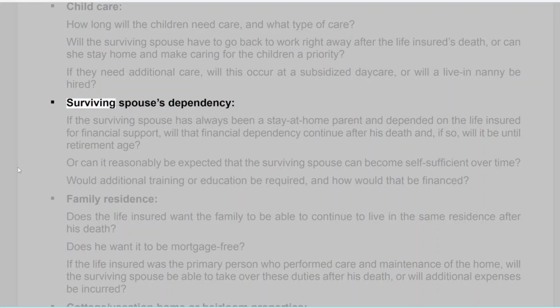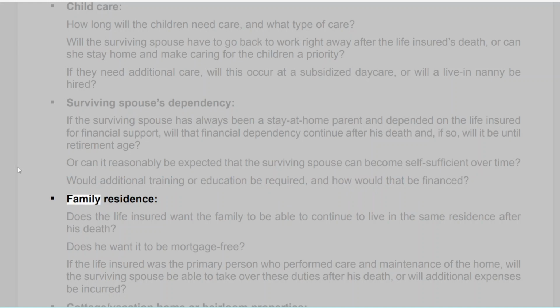Surviving spouse's dependency. If the surviving spouse has always been a stay-at-home parent and depended on the life insured for financial support, will that financial dependency continue after his death, and if so, will it be until retirement age? Or can it reasonably be expected that the surviving spouse can become self-sufficient over time? Would additional training or education be required, and how would that be financed?